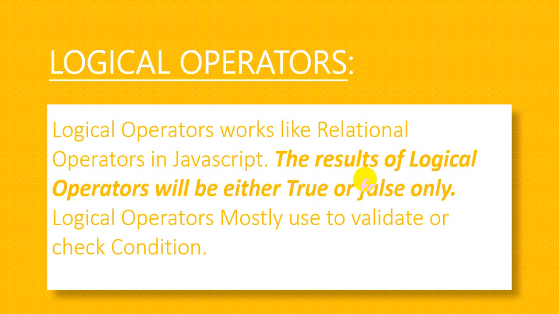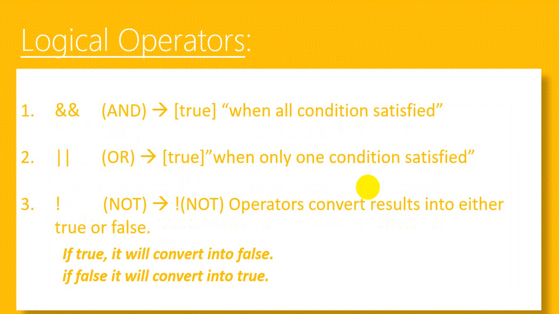Okay, so don't worry, just try to understand. These are a set of symbols or operators, like we have seen relational and arithmetic operators. The purpose of these operators is to validate, and at the end you will get a result, whether it's true or false. These operators can be categorized into three: and, or, and not. These are the three valid operators which come under the category of logical operators.